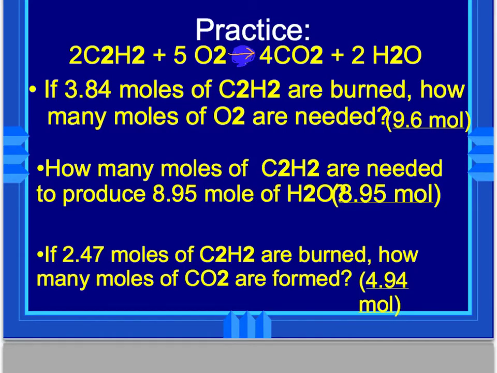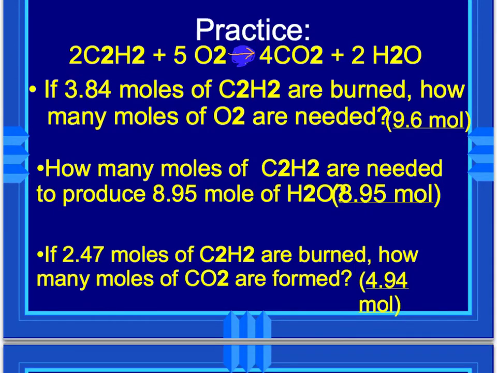In this example problem of mole-to-mole conversions, we have some acetylene. This is used in a welding torch, and it is burning. So 2 moles of acetylene burn with 5 moles of oxygen, yielding 4 moles of carbon dioxide and 2 moles of water. Hopefully, as a quick review, you're noticing that's a combustion reaction from the previous chapter. More to the point, it says if 3.84 moles of acetylene are burned, how many moles of oxygen are needed? Here's the answer, but let's click to the next slide and see how we would calculate that.